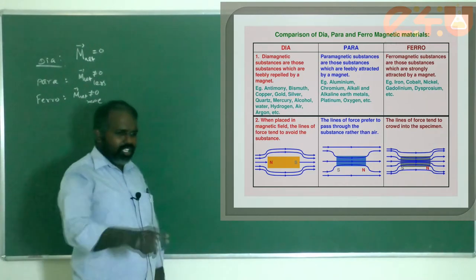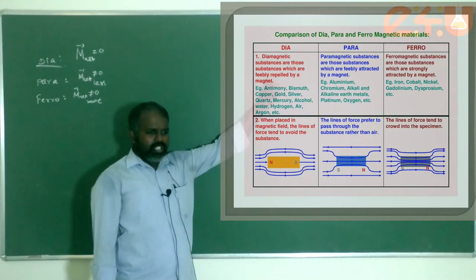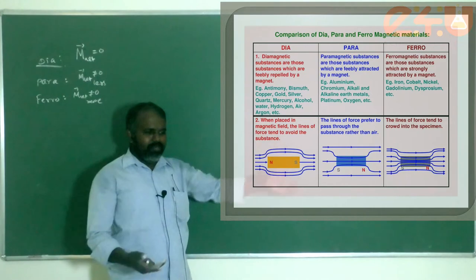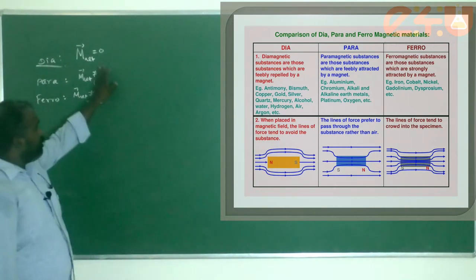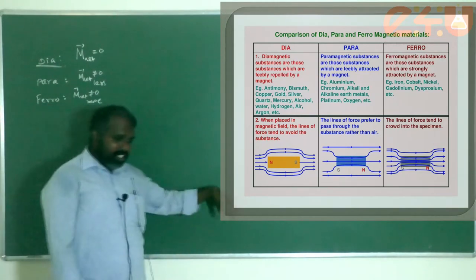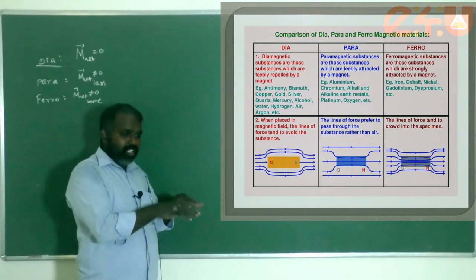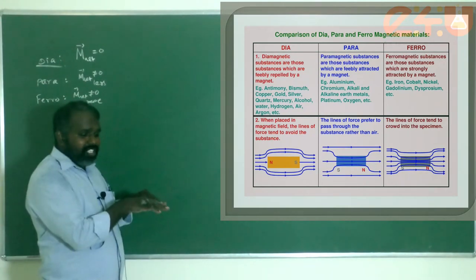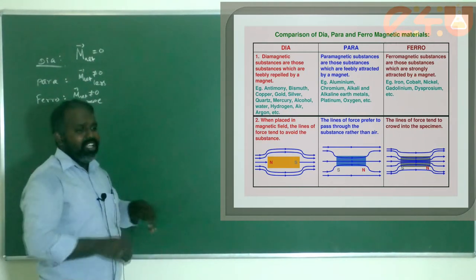So the diamagnetic substances are those substances which are feebly repelled by the magnet. Why does such repulsion take place? Because of this reason: when an external field is applied, the magnetic moments in the domains may be aligned either along the applied field or opposite to the applied field.